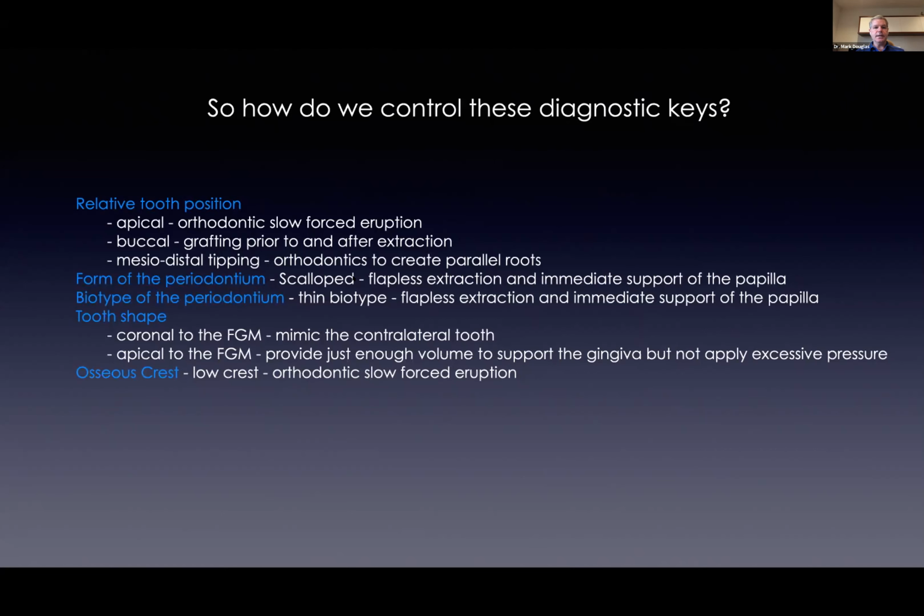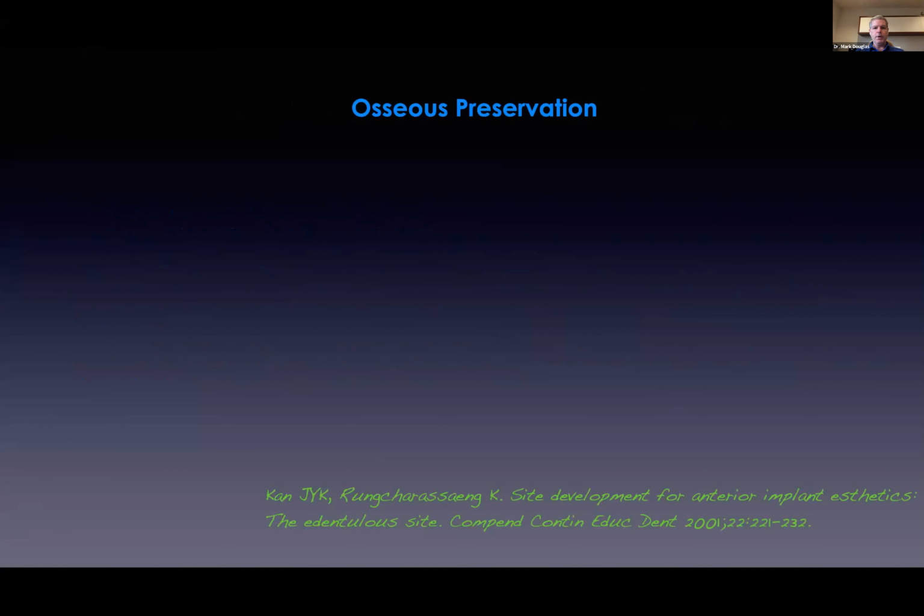For the form of the periodontium, if it's a high scallop type, you want to make sure that you do your extractions flaplessly, and you want to put an immediate provisional in there to support the papilla. The biotype of the periodontium: if you have a thin biotype, again, you want flapless extraction and immediate support of the papilla. Tooth shape: if it's coronal to the free gingival margin, you want to mimic the contralateral tooth. That's just for your aesthetics. Apical to the free gingival margin, you want to provide just enough volume to support the gingiva and the papilla, but not apply excessive pressure. As far as the osseous crest is concerned, if it's low crest, you want to do some orthodontic slow force eruption.